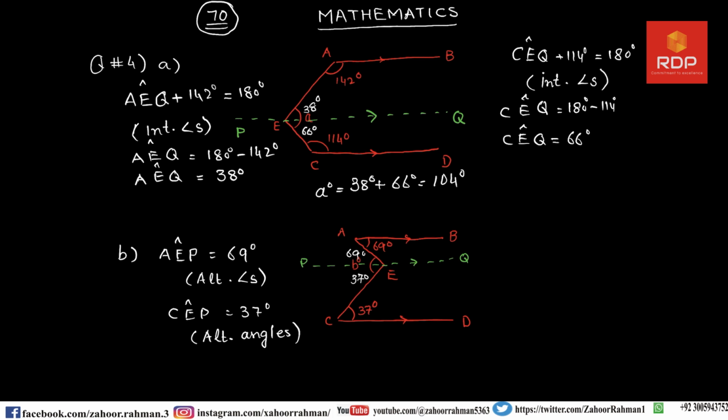Now finally we can find B degree is equal to 69 degree plus 37 degree, and when we add them, it will be equal to 106. So ladies and gentlemen, we found the value of this is 106. So in this fashion we found the values of these variables.